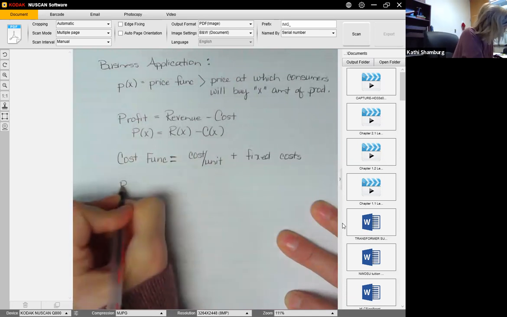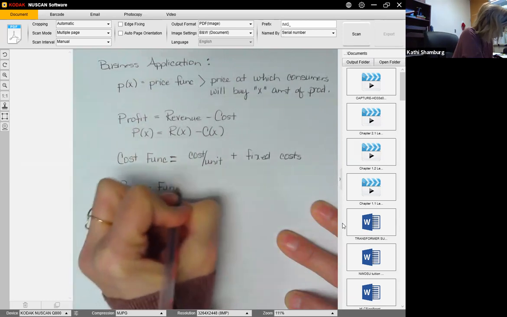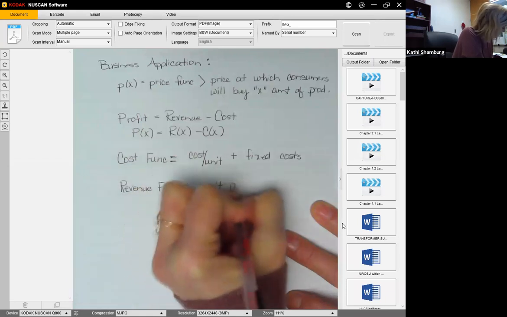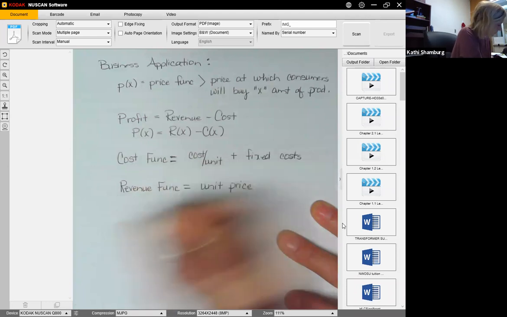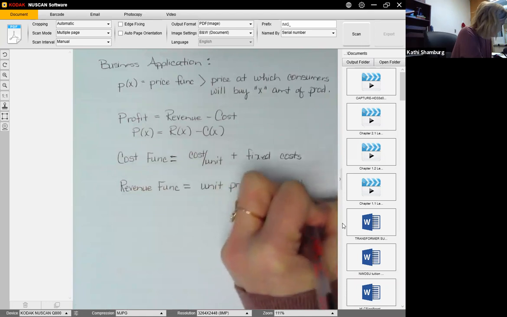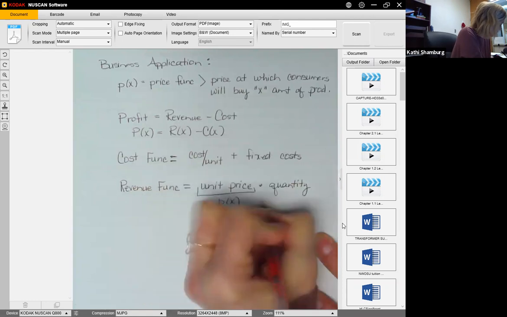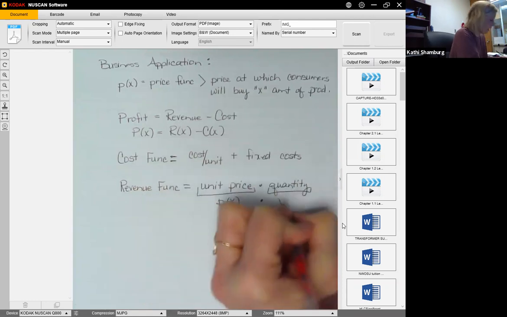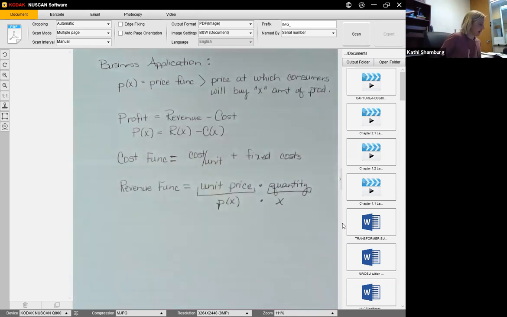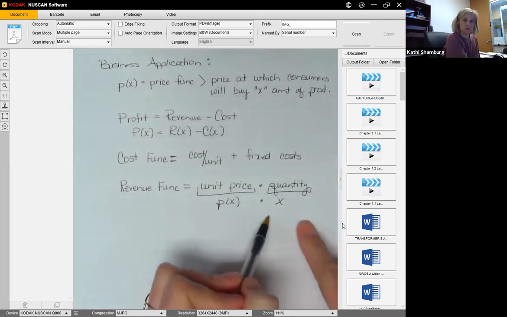Our revenue function is equal to the unit price times your quantity. Now, your unit price is your price function. Your quantity is how many items that you are buying. Okay, so in essence, your revenue function is P of X times X. Okay.